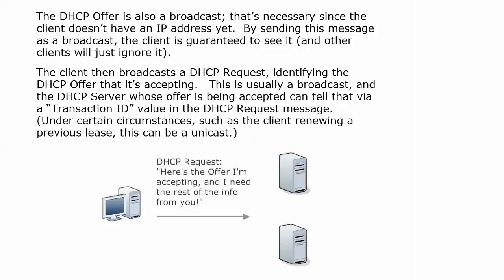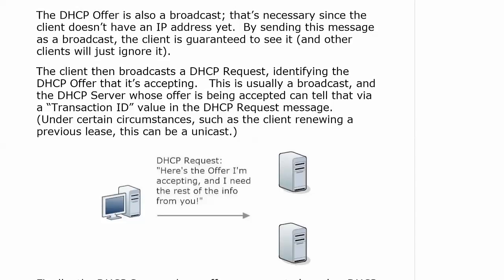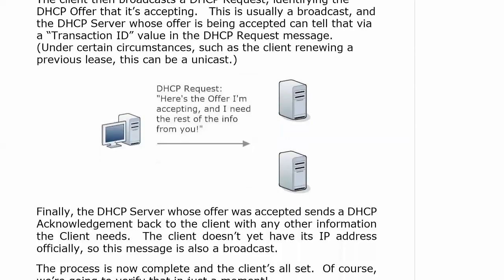If you're really interested in seeing the nuts and bolts of each message and every single field, Wikipedia has an excellent DHCP page. We don't need to go into that kind of detail for the CSUMP, but it's some good additional reading. Because under certain circumstances, such as the client renewing a previous lease, this can be a unicast. So I've seen it described both ways. Again, I would not worry about it for the exam, but know that it is usually a broadcast.